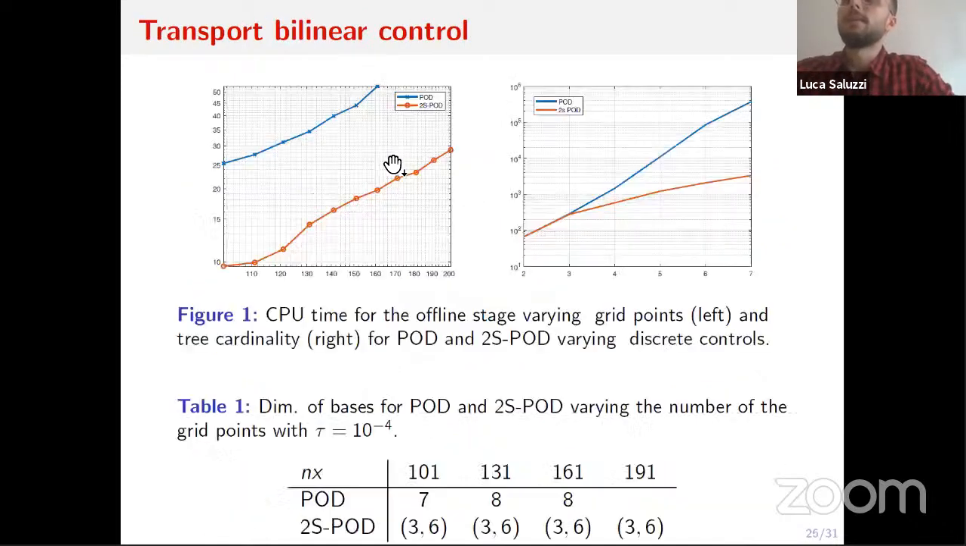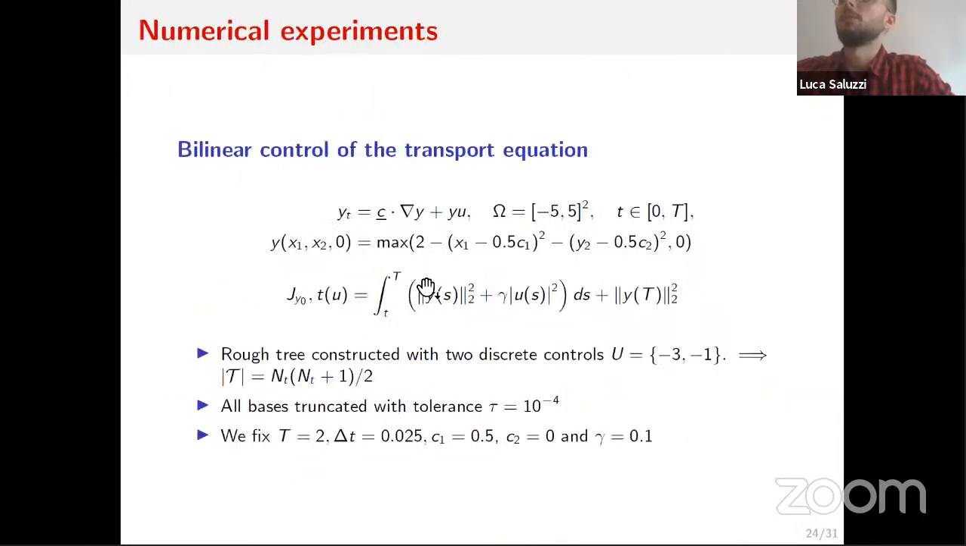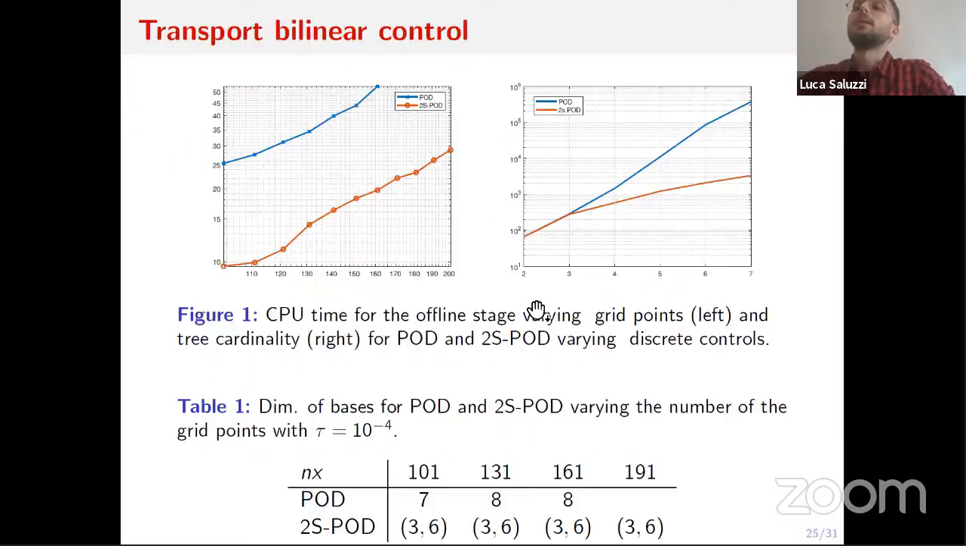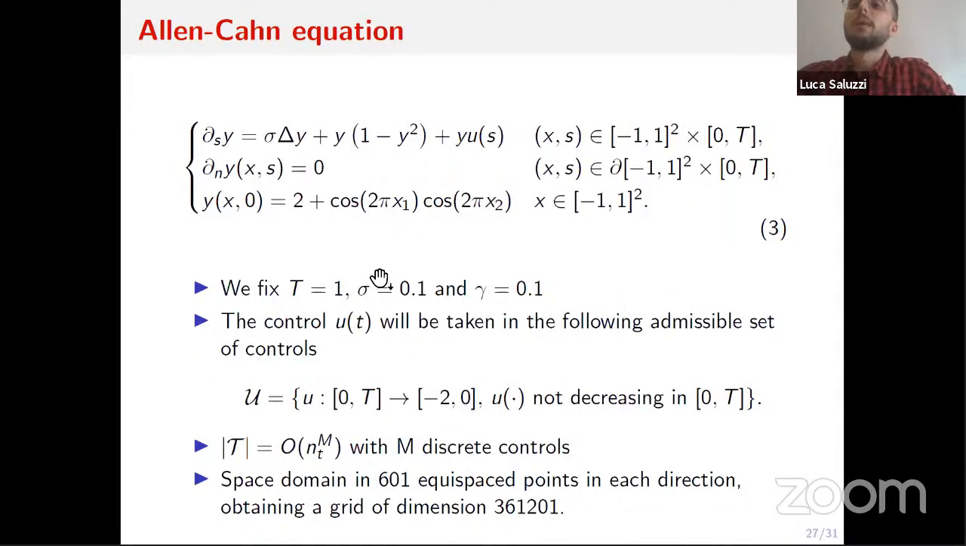The cost function is the same: the two norm of the solution plus gamma times u squared. We are fixing these parameters, and now we are considering monotone controls. The control set will be chosen in such a way that it takes values in -2, 0, and is non-decreasing.